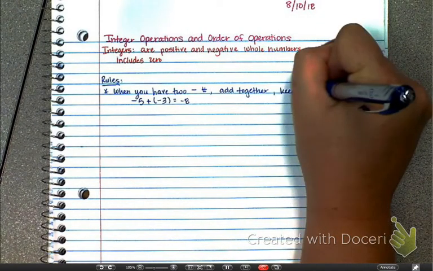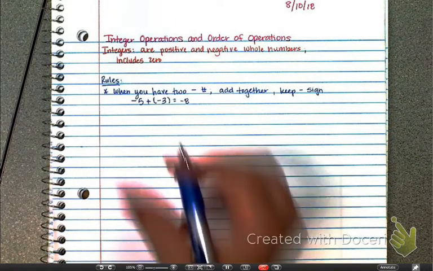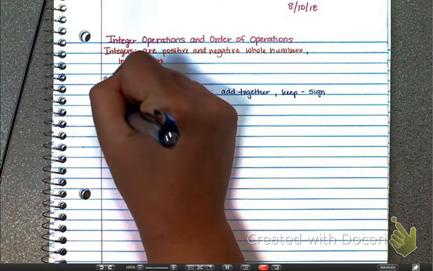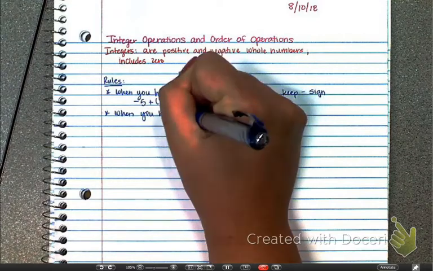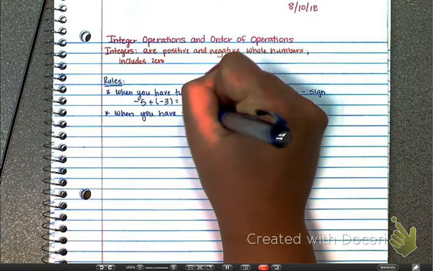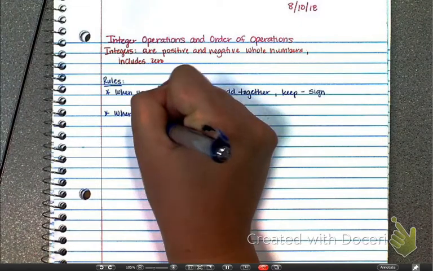Now, don't we technically do that if we're adding two positives together? Right? 5 plus 3 is 8. They're both positive, so we keep it positive. Do you agree with that? Okay. So what happens when you have a positive and a negative number, like -5 plus 3?